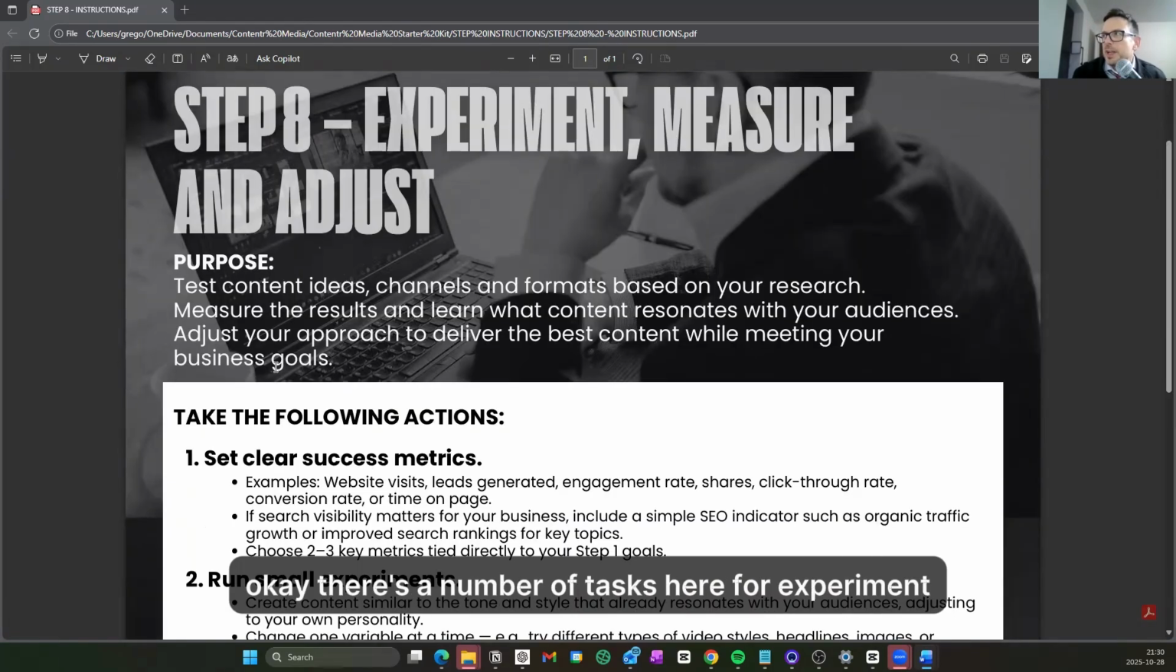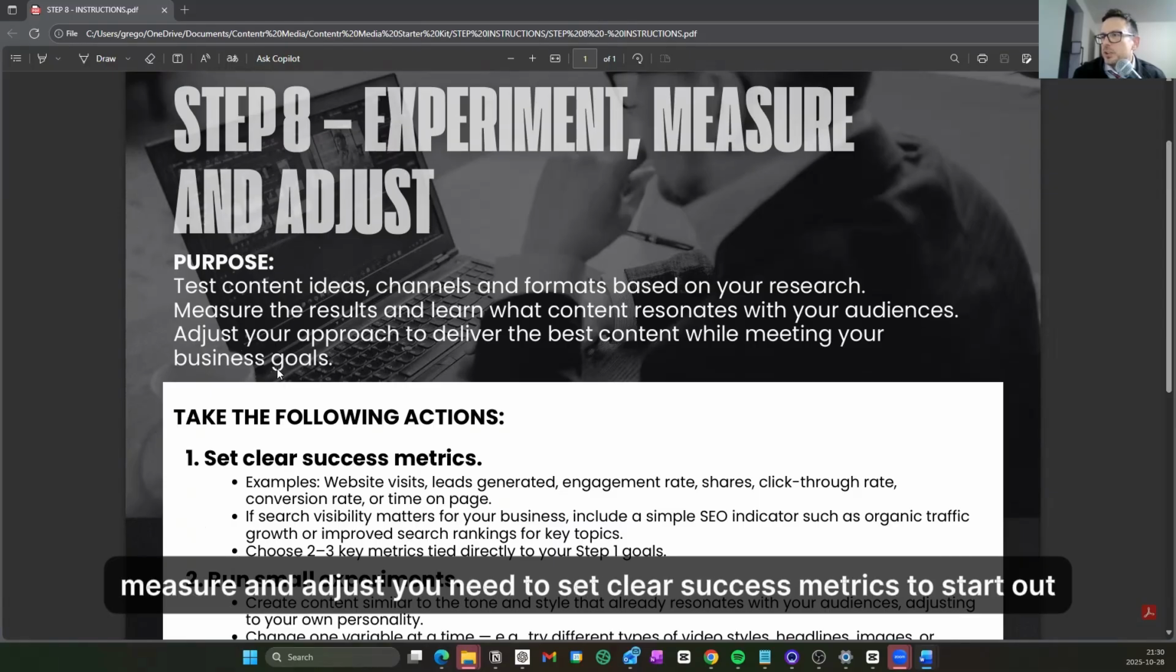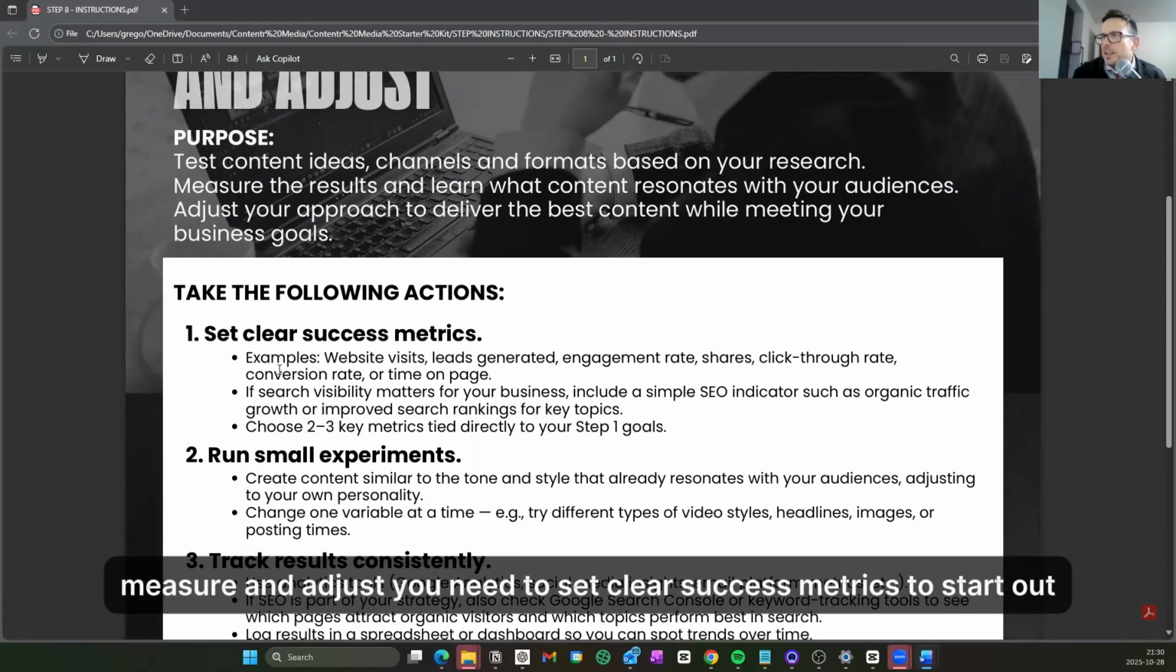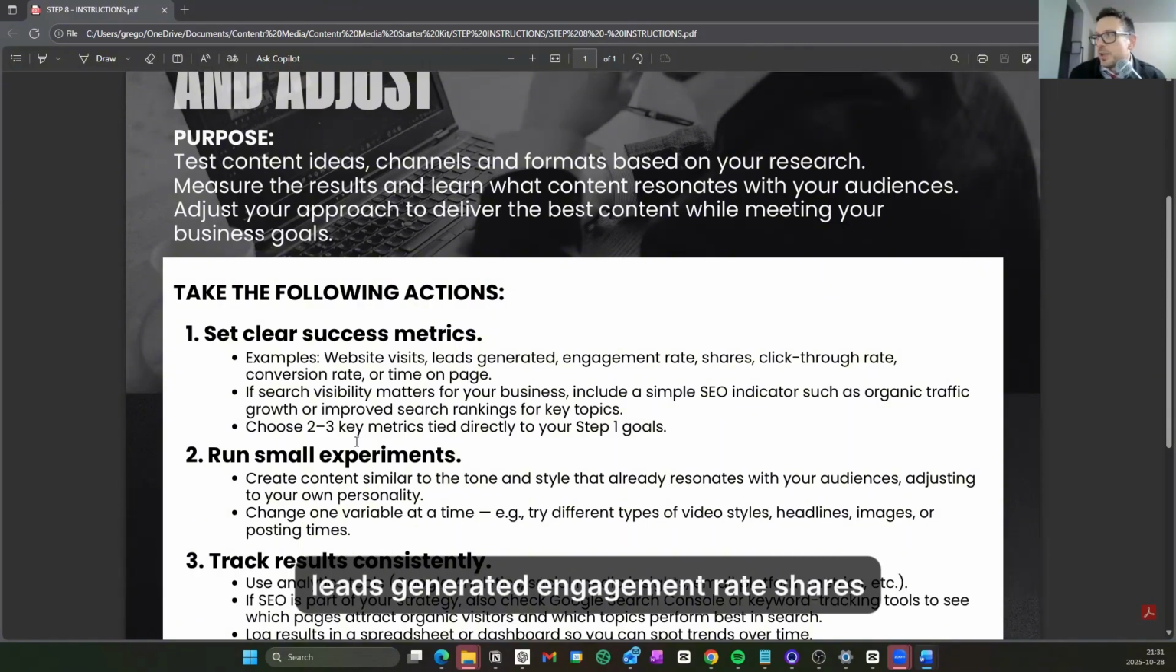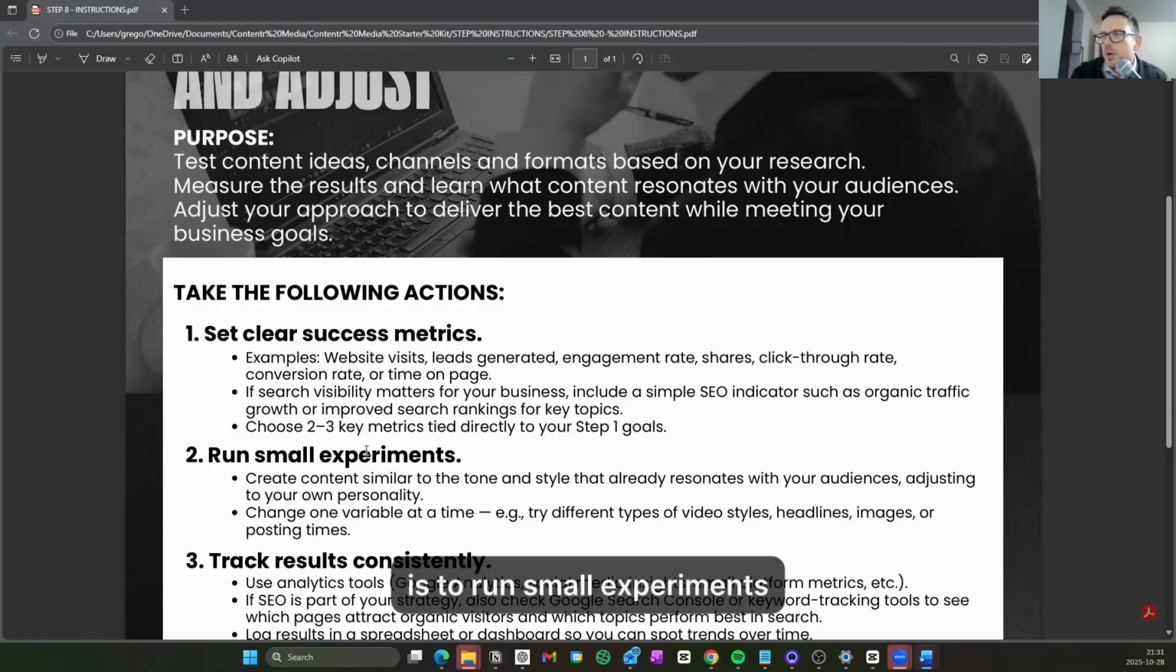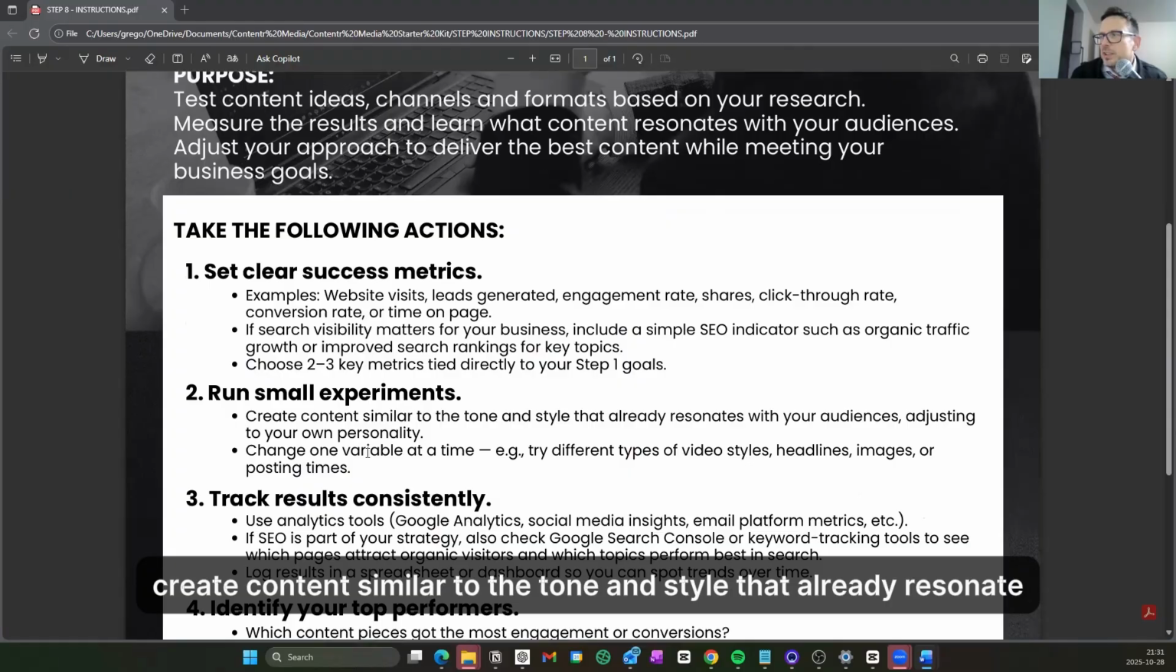Okay, there's a number of tasks here for experiment, measure, and adjust. You need to set clear success metrics to start out, whether it's website visits, leads generated, engagement rate, shares. As long as you have very clear success metrics and the results you want to see, incredibly important. The next is something that a lot of people miss, is to run small experiments. Create content similar to the tone and style that already resonates with your audiences, and you know that because of the research that you've already done.